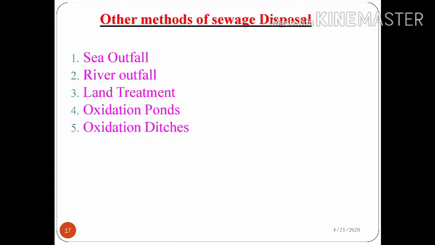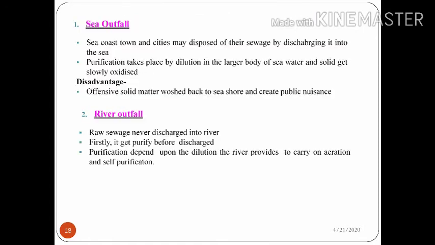The other methods of sewage disposal are given here, like sea outfall, river outfall, land treatment, oxidation ponds, and oxidation ditches. Next slide. Sea outfall. Sea coast towns and cities may dispose of their sewage by discharging into the sea. For instance, nearly two-thirds of the untreated sewage of Greater Mumbai is discharged every day into the Arabian Sea.